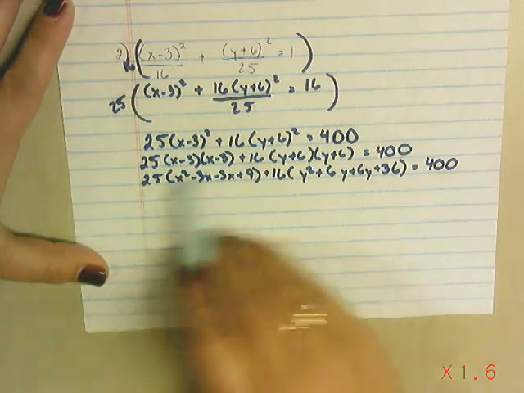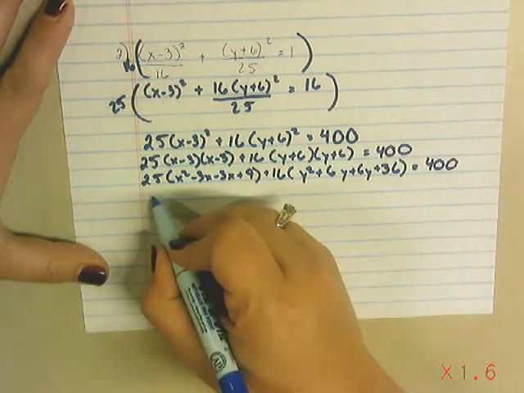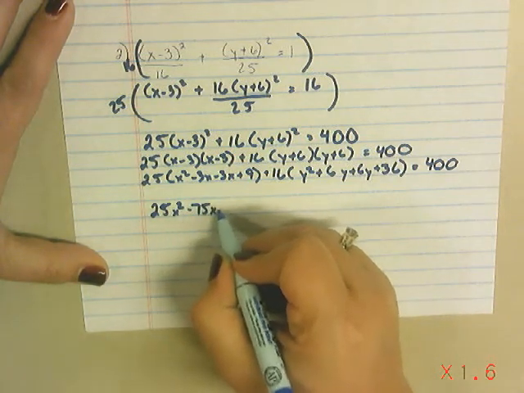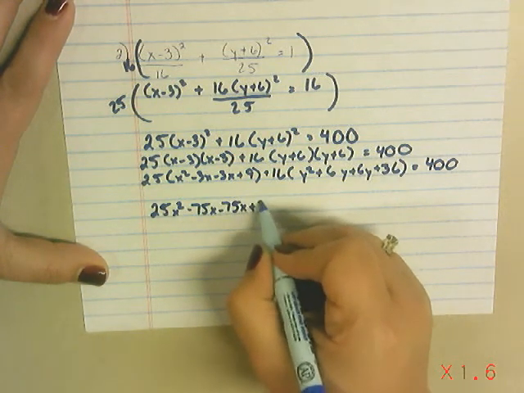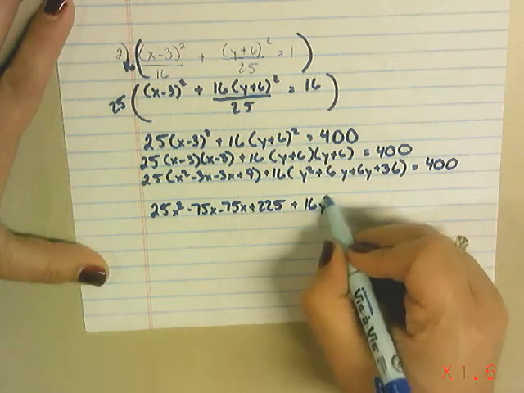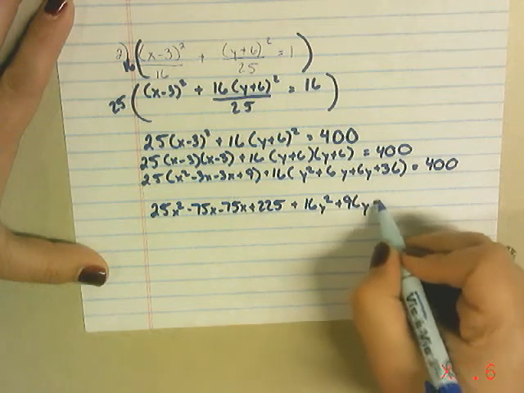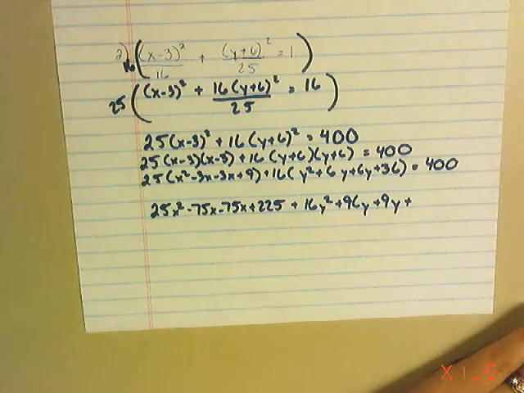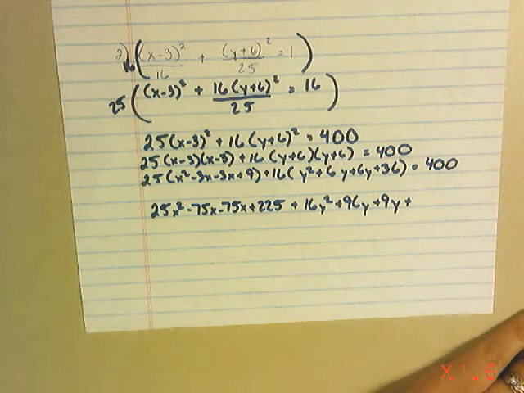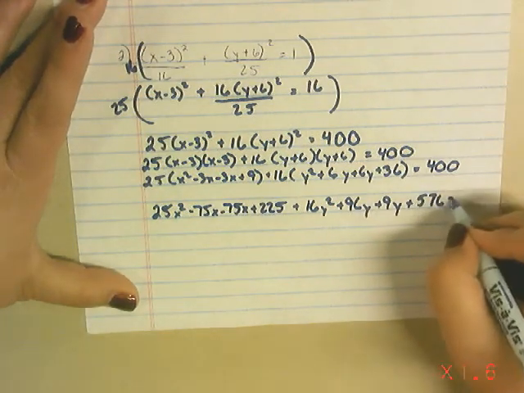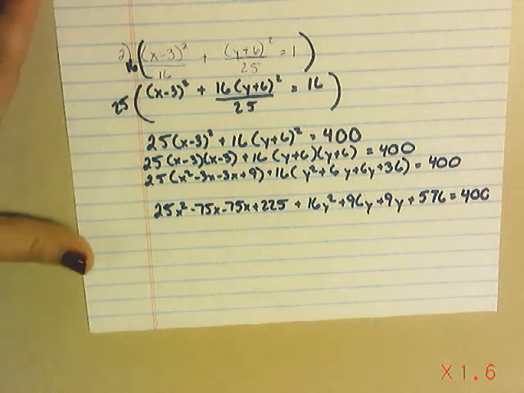Now, because that 25 is out in the front, we need to distribute that. So we get 25x squared minus 75x minus 75x plus 225 plus 16y squared plus 96y plus 96y plus, oh dear, I can't do that one in my head. 36 times 16, 6 times 6 is 36, carry the 3, 216, 576. Oh, I should have known that one. That was silly. 576 equals 400.